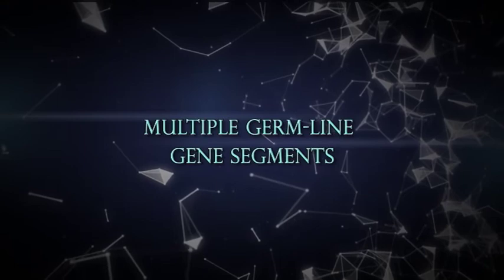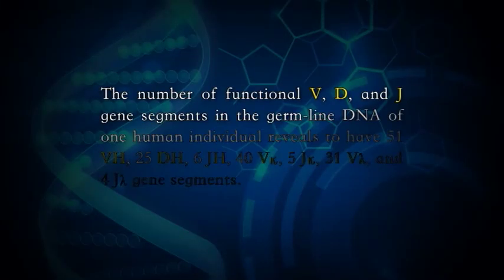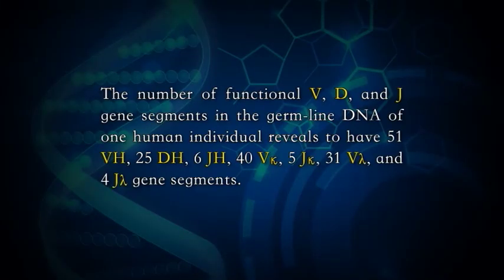Multiple germline gene segments. There are numerous germline V, D, and J gene segments which contribute to the antibody diversity. The number of functional V, D, and J gene segments in the germline DNA of one human individual is revealed to have 51 VH, 25 DH, 6 JH, 40 V kappa, 5 J kappa, 31 V lambda and 4 J lambda gene segments.